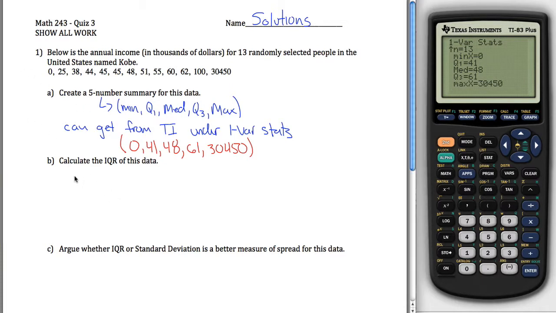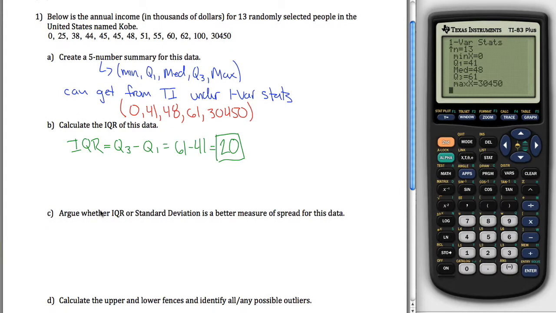Next one, the interquartile range. The interquartile range is equal to Q3 minus Q1. It is the difference between your third quartile and your first quartile. Since we just calculated those above to be 61 and 41, we could say that our interquartile range is 20. Easy enough. Argue whether interquartile range or standard deviation is a better measure of spread for this data.